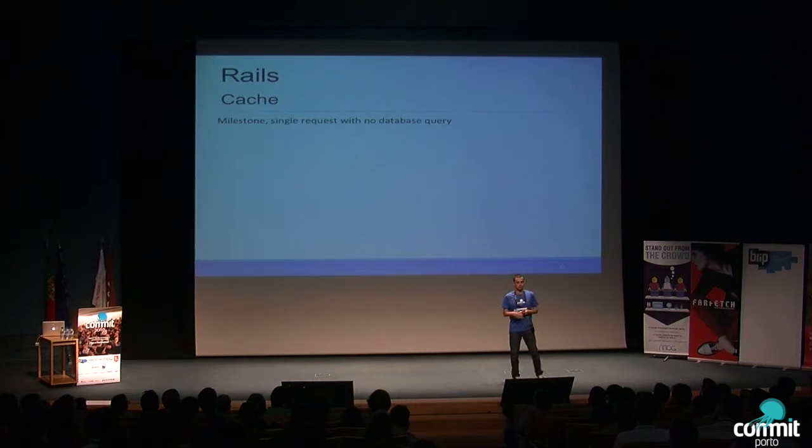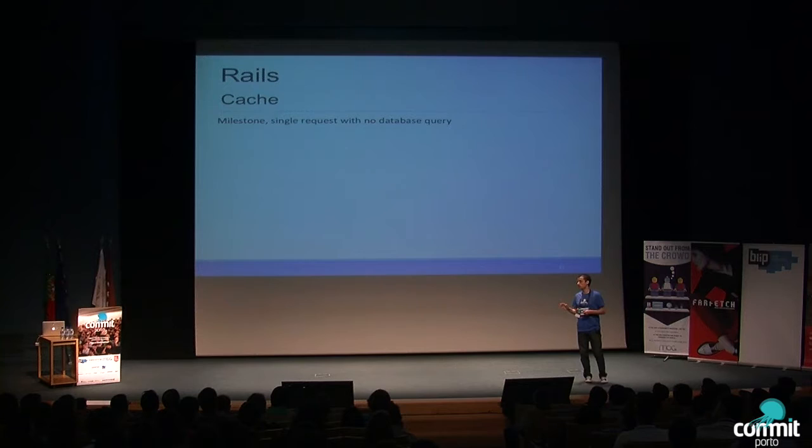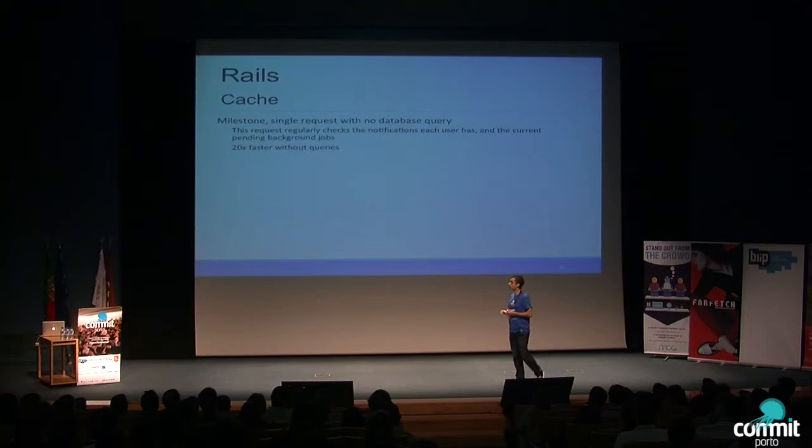We got a single Rails request that doesn't hit the database. This request periodically checks the user's pending notifications, the user's current notifications, and the pending background jobs for the company. And we made this request 20 times faster: from the initial 600 milliseconds the request took, it was now taking less than 30 milliseconds to complete. And this reduced the load on the database by about 10%, which was great.